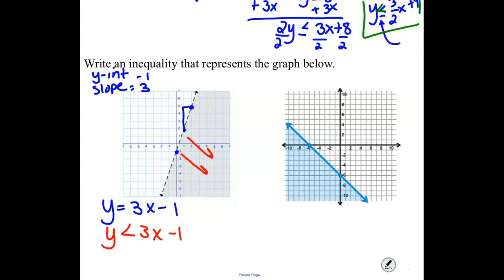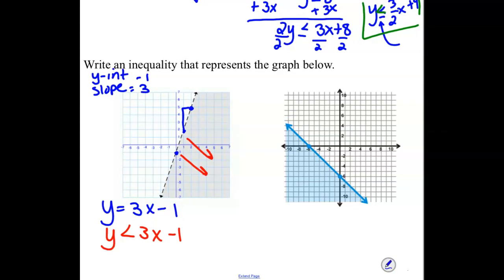For our next one, our y-intercept here is negative 6. Our slope, it looks like we're moving down 1 over 1. So we have a slope of 1. We have a y-intercept of negative 6. So we'd say y equals 1x minus 6. Because it's a solid line, we're going to have an equal sign. And because we're underneath that line, we are going to be less than.